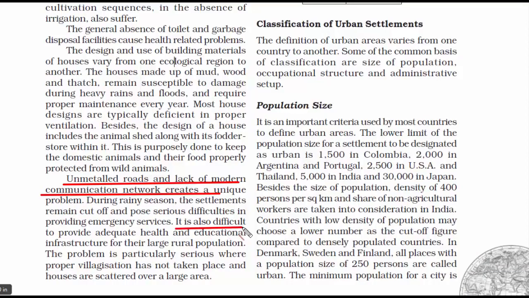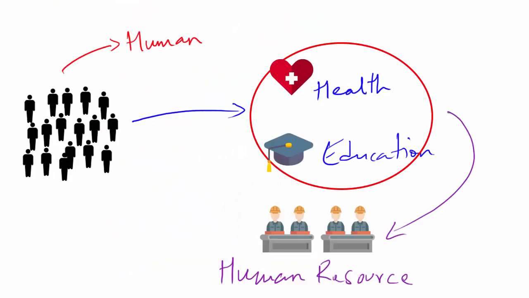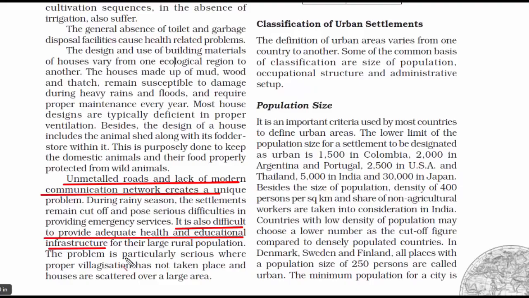The fourth problem is inadequate health and educational infrastructure. Now, health and education are the most basic facilities required to turn humans into human resource. Without education, how can knowledge and skills be imparted? And without proper health facilities, how can people be healthy and contribute towards economy and growth? So these are some of the many growing concerns of rural settlements.